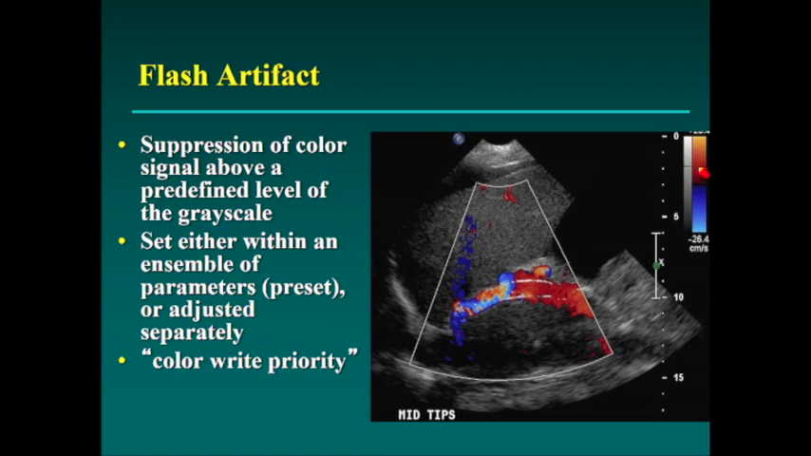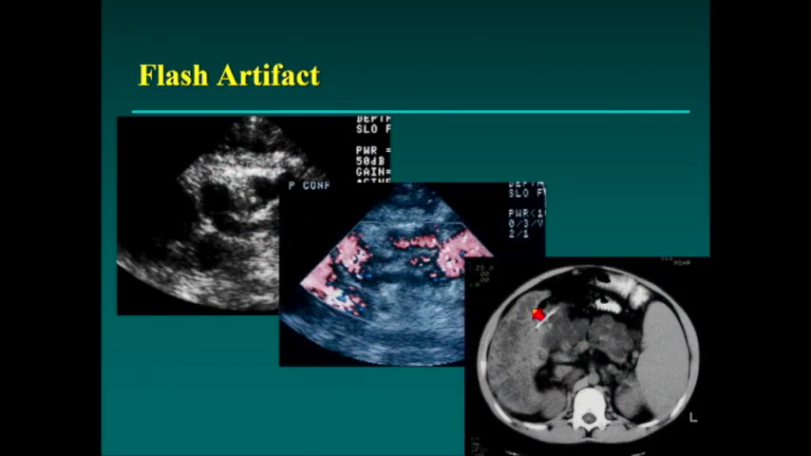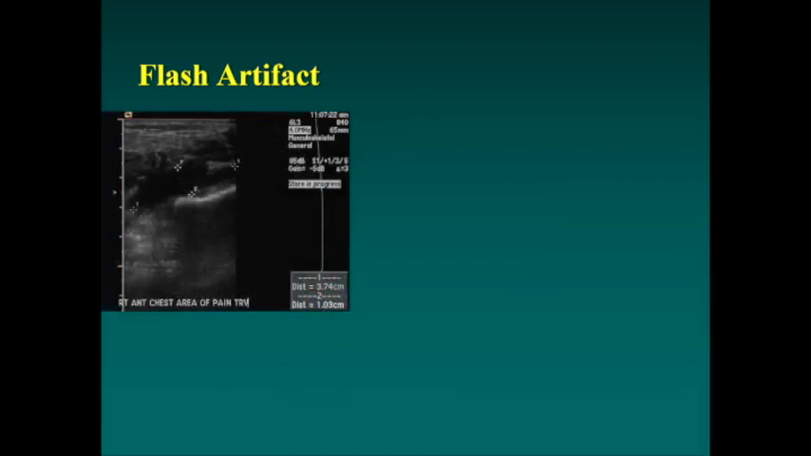Here it is. In this particular manufacturer, you have this line here, and that line tells you the level of the grayscale over which color will overwrite the grayscale. So here's that, and what that means is that if that's not set correctly, you can have color overriding the grayscale and indicating flow, like we have here, when in fact there is no flow because this person is a CF patient with macrocystic change in the pancreas. And there is no flow, but it was a misadjustment of the color right priority.